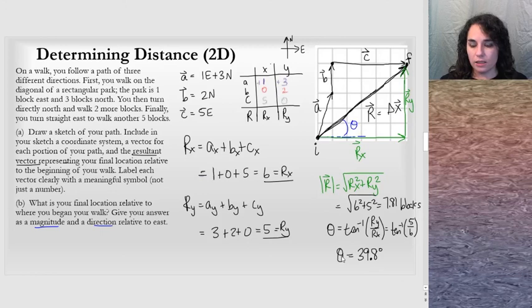Notice that I use the symbols consistently, so if someone was looking at my work, they can see theta there and theta down here, so they know that that angle matches up. Okay, so I have a magnitude and a direction. Great. 7.81 blocks, 39.8 degrees. So we answered that question. I can put relative to east here. Another way we could say that is north of east. We took from east, we extended upward north, so it's north of east.